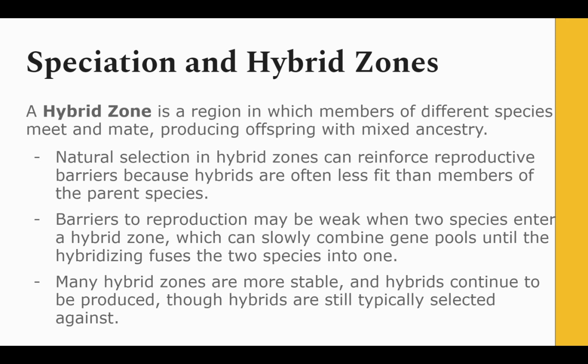But barriers to reproduction also may be weak, which can slowly combine gene pools until we fuse the two species into one. So the opposite of speciation can happen in a hybrid zone, where these birds meet up all the time, and then all of a sudden all of their babies start to look the same, and then both species just become one big species. That can happen in a hybrid zone.